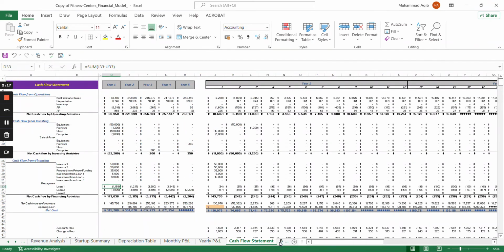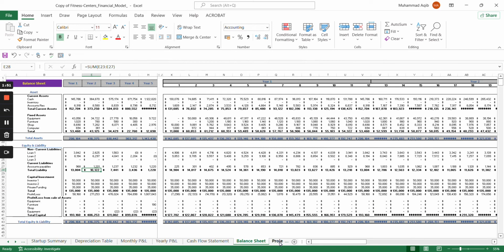Moving on to the cash flow statement, this will allow the fitness center to evaluate its cash flow using different activities such as operating, investing, and financing. This will also help fitness centers to identify which of the activities is generating the most cash so that the fitness center could divide its cash accordingly.